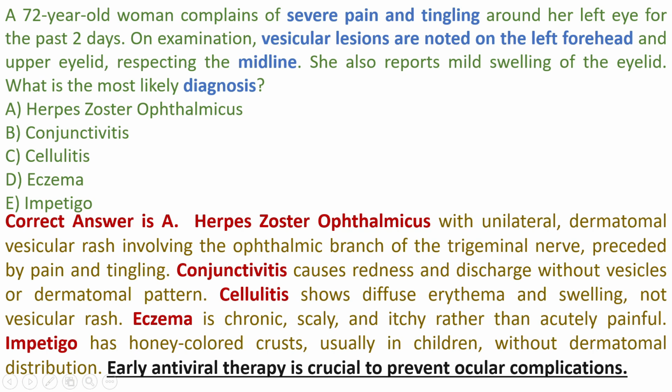Cellulitis shows diffuse erythema and swelling, not vesicular rash. Eczema is chronic, scaly, and itchy rather than acutely painful. Impetigo has honey-colored crusts, usually in children, without dermatomal distribution. Early antiviral therapy is crucial to prevent ocular complications.